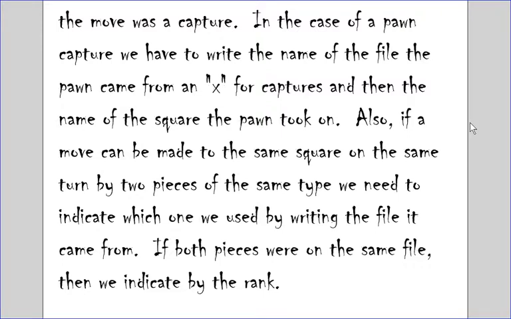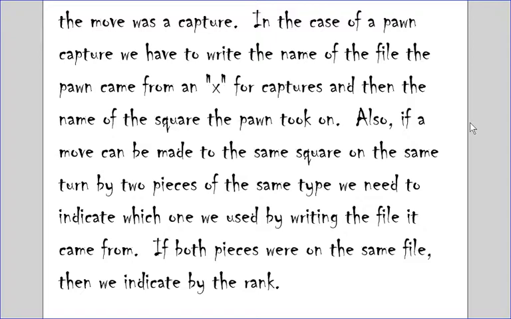In the case of a pawn capture, we have to write the name of the file. Those are the vertical lines. We'll talk about that in a minute. That the pawn came from, an X for captures. Remember the first page, and the name of the squares, the square the pawn took on. So if you have a pawn on the E file and he takes something, he can take on either the F file or the D file. A, B, C, D, E, F. So a pawn on the E file can only take on the D file or the F file. So you go E, X, F7, for example.